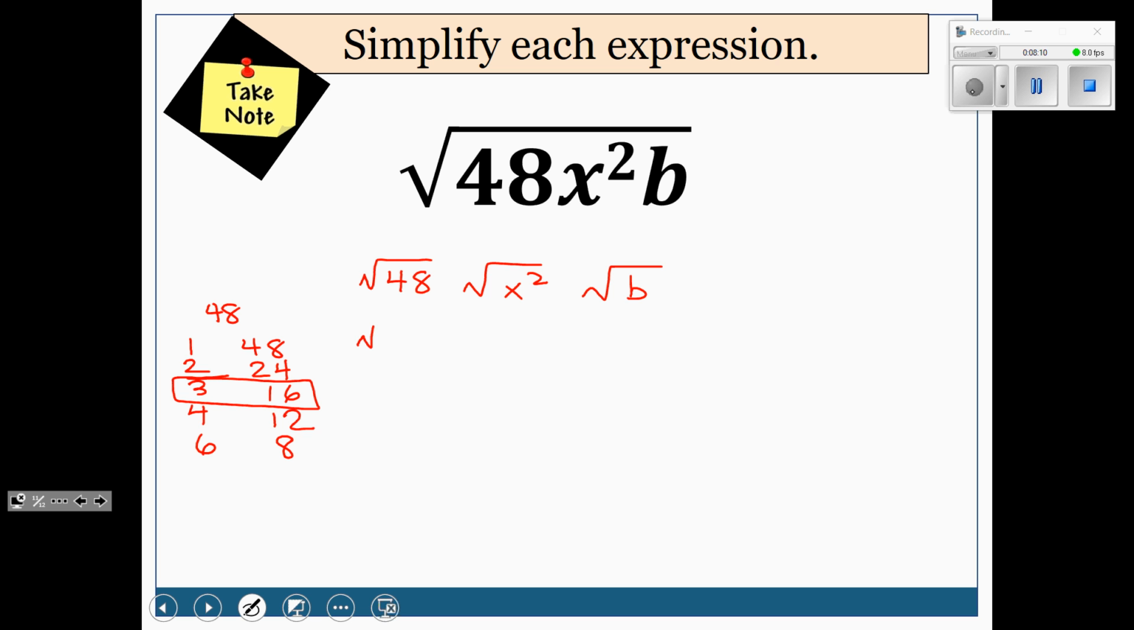So we can break this into the square root of 3 times the square root of 16. I can take the square root of 16, which is 4. So now I have 4, and I have the square root of 3 still underneath. I can take the square root of x squared, that would be x, so it comes outside. b is not a perfect square, so it stays underneath. So I took the square root of each one separately. If I take the square root, it goes on the outside. If I don't, it stays underneath.